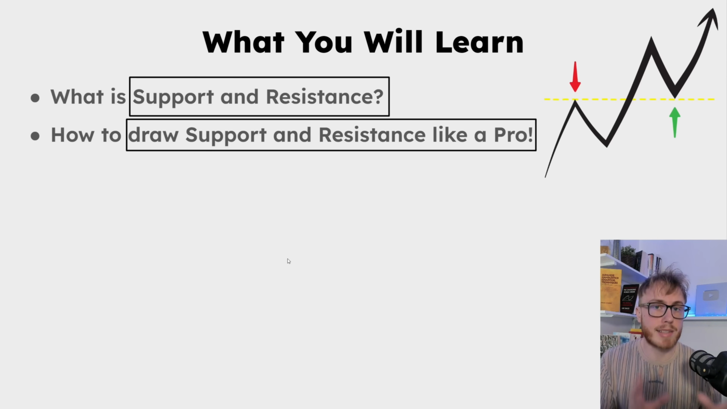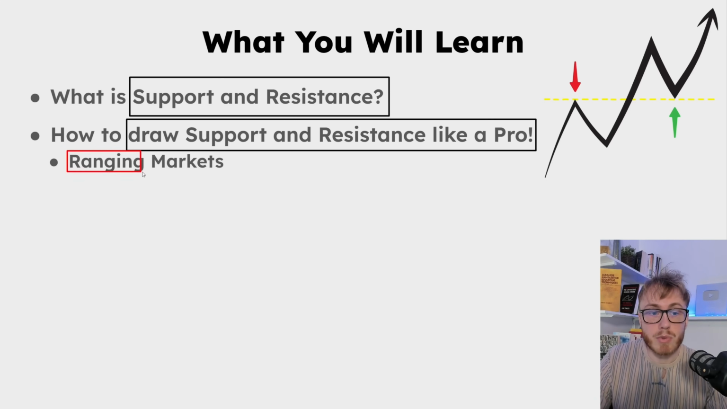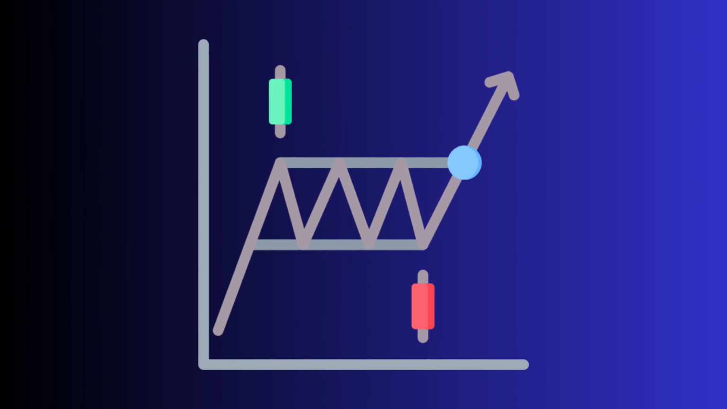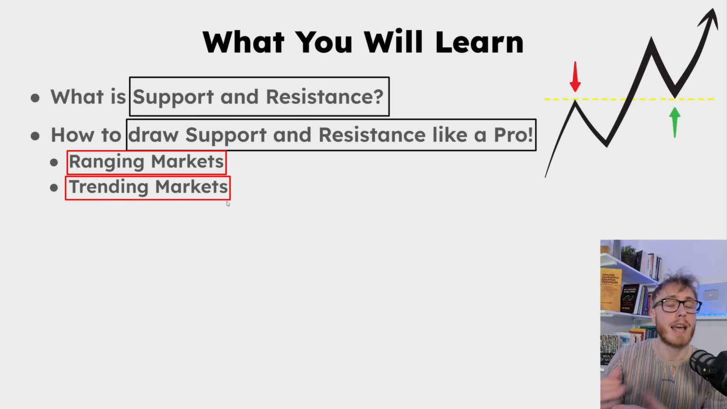And I will actually separate this section into two different parts, because we need to know how to draw support and resistance in ranging markets, but we also of course need to know how to draw support and resistance in trending markets as well. Sometimes the market is in a trading range, or in other words going sideways, and sometimes the market is either in an uptrend or a downtrend, and it's very important for us as traders to be able to draw out our support and resistance levels in both of these situations.